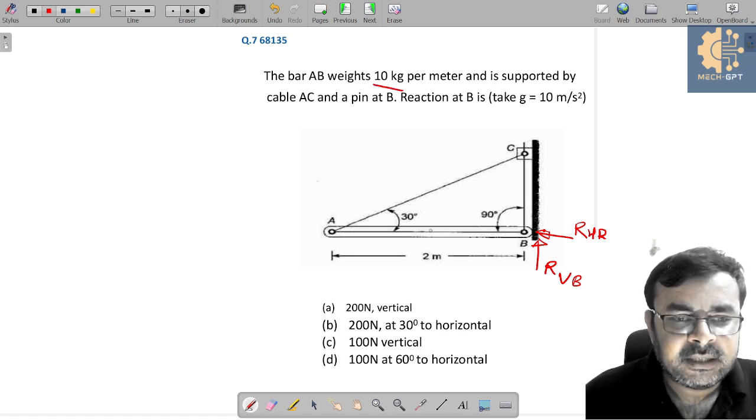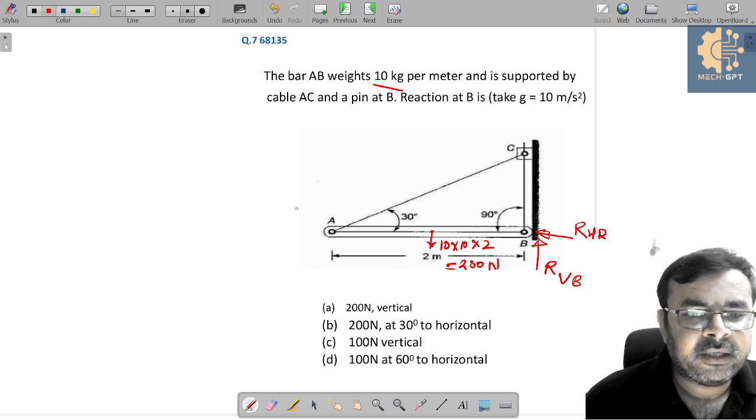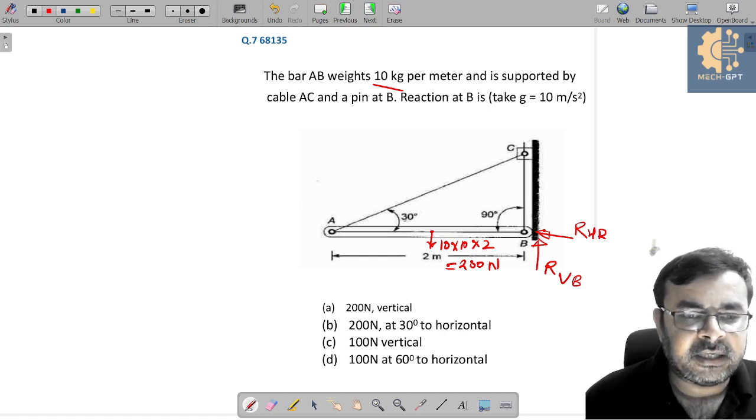So can I say the whole weight of the body is concentrated at the center, and this is nothing but 10 into 10 and obviously into 2 meter. So this becomes 200 Newton force, 200 Newton force which is acting at the center.